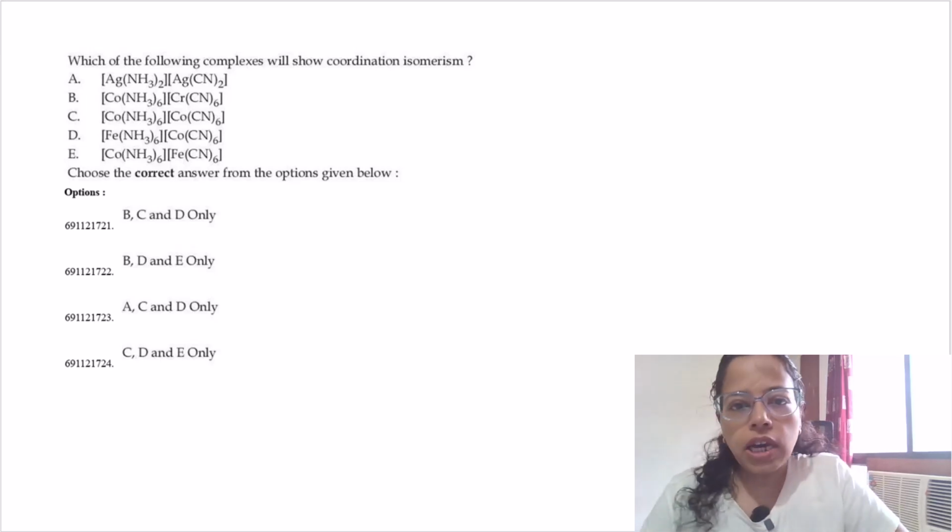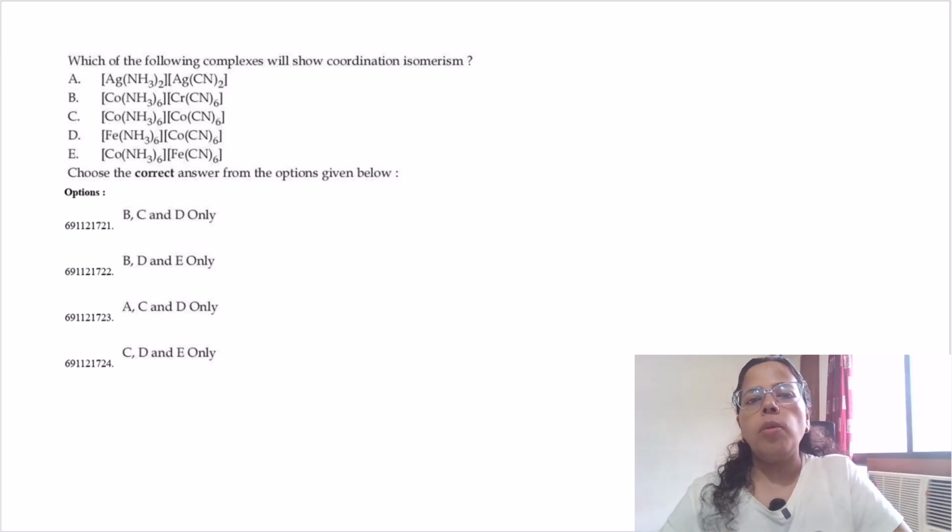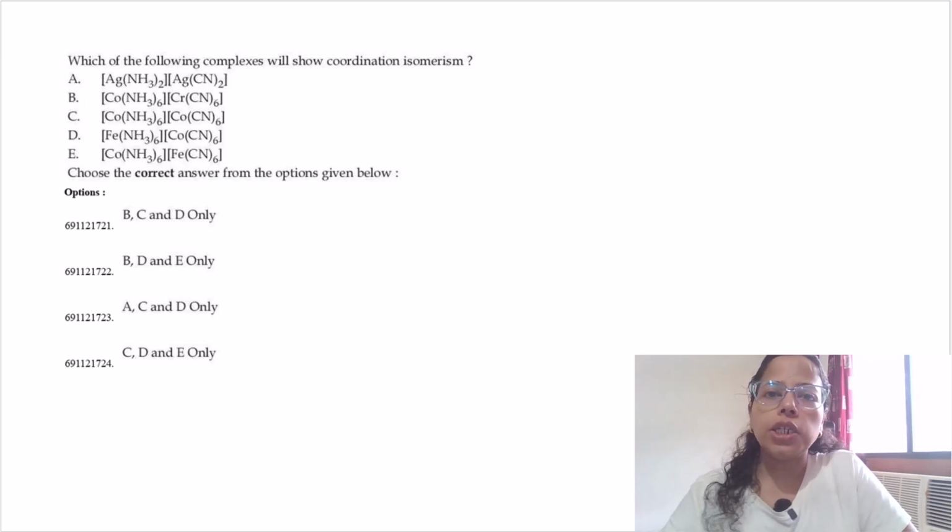So what question do we have today? Today we have this question: which of the following complexes will show coordination isomerism? We have been given 5 options, each a pair of complexes, and we have to select the complexes which show coordination isomerism.